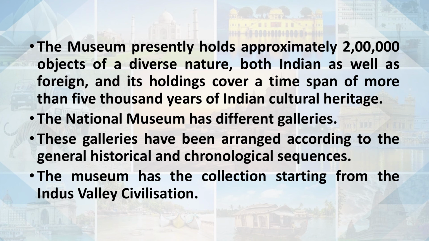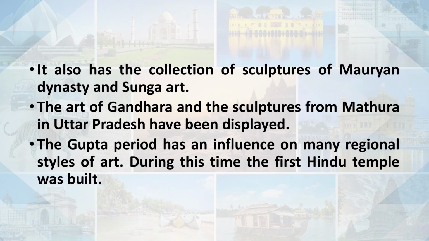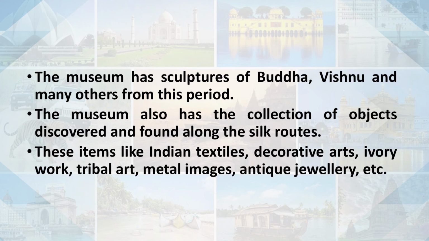The museum has a collection starting from the Indus Valley civilization. It also has a collection of sculptures of the Sunga dynasty, the art of Gandhara, and sculptures from Mathura in Uttar Pradesh on display. The Gupta period had an influence on many regional styles of art. During this time, the first Hindu temple was built. The museum has sculptures of Buddha, Vishnu, and many others from this period.